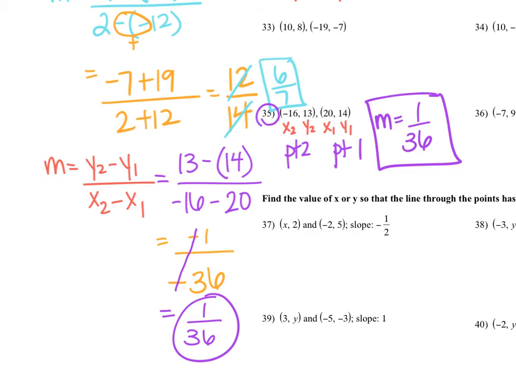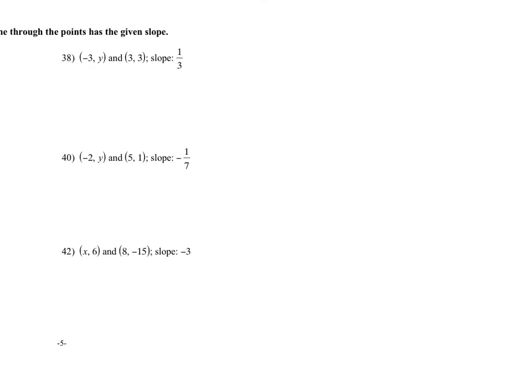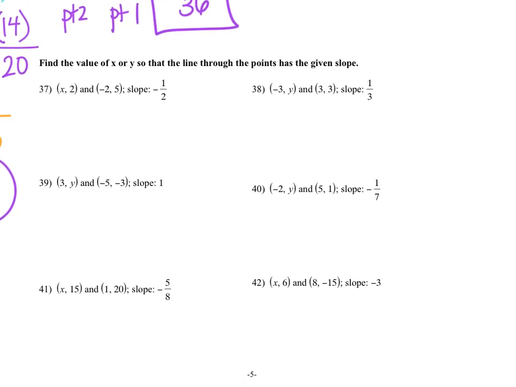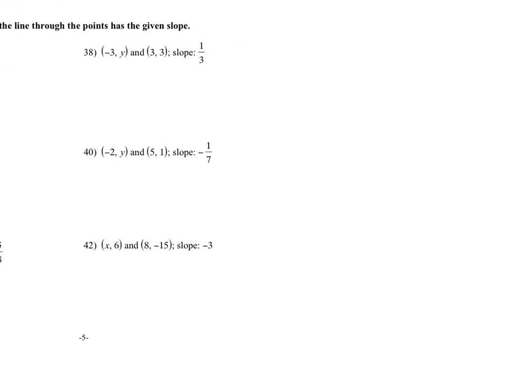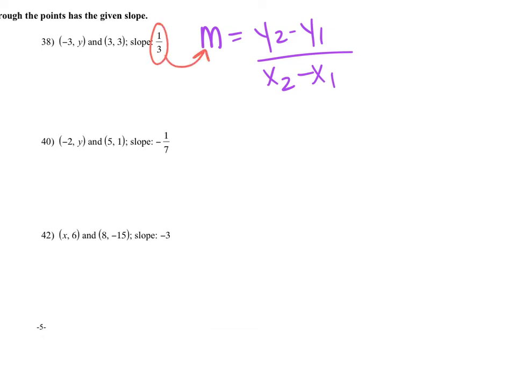Okay, so in the next section, you're actually doing the same thing, but you have a slope, and you don't have both points. So let's take a look over here. So 38, it's asking you to find the value of x or y so that the line through the points has the given slope. So again, I'm going to start off with my slope formula, m equals y2 minus y1 over x2 minus x1, and then I'm going to plug in what I know. So I'm going to plug in my slope here. I'm going to actually label this as x1, y1, and then x2, y2. Okay, so I'm going to plug that in.